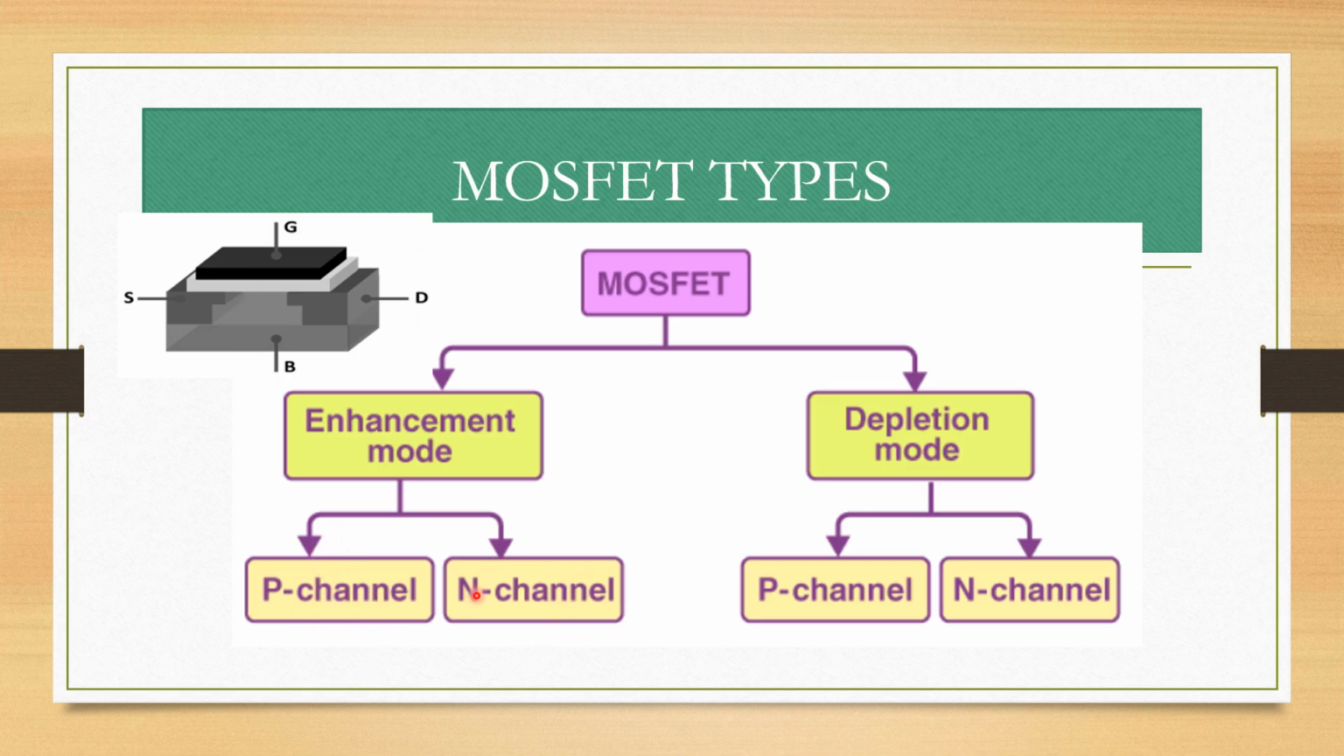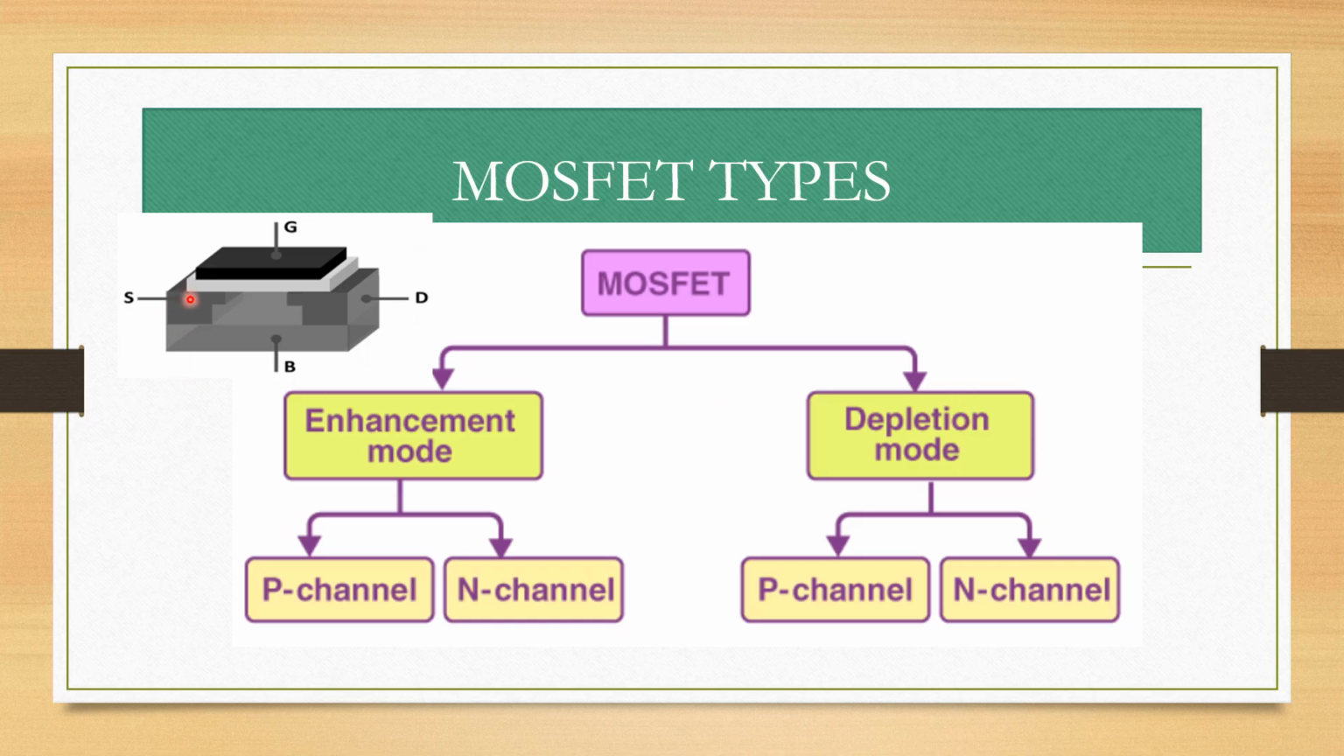If it is an N channel MOSFET, the channel formed between the two regions will be of N channel, where these two will be heavily doped P type regions diffused in a lightly doped N type substrate. So that is mainly the difference between the P channel and the N channel MOSFET. Now the major classification of MOSFET is enhancement and depletion.